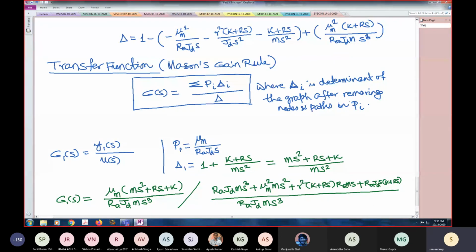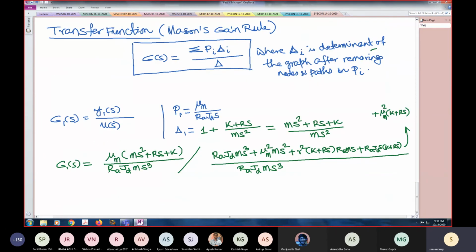How to write? So that will come. So this is the whole thing. We will finally, this RAJD MS cube will cancel out from top and bottom. So we will get a simplified formula, mu m s square plus mu m r s plus k divided by.